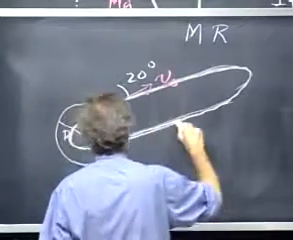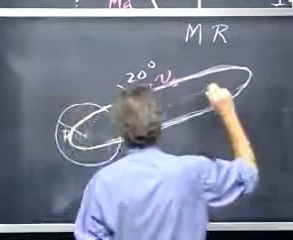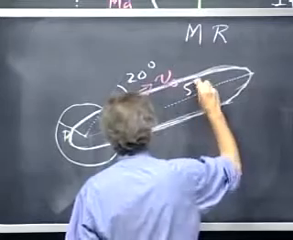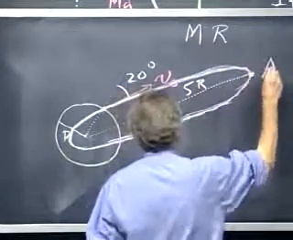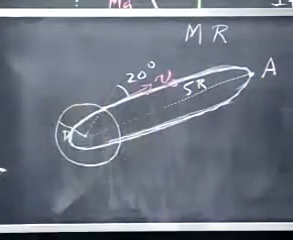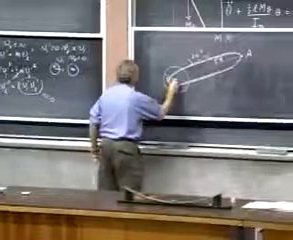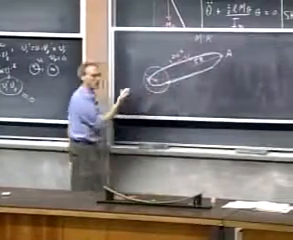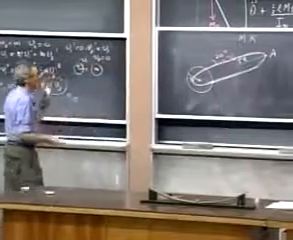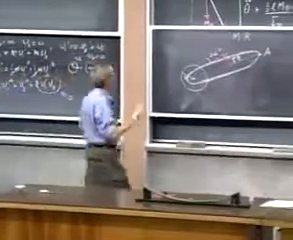Something like this. And then this distance is 5r. I call this point A. That's the point that is farthest away from the center. It's clear that the satellite will crash back onto the planet. But that's no concern to us.